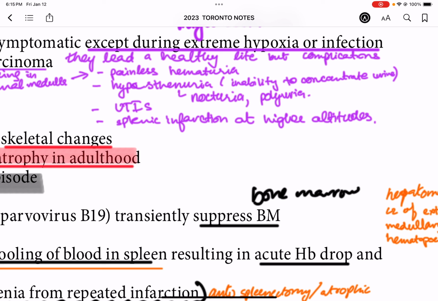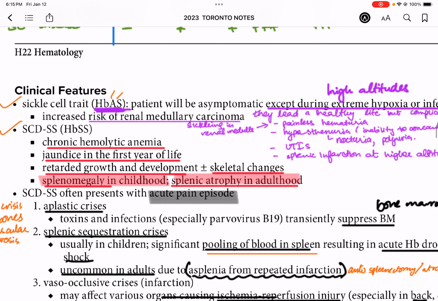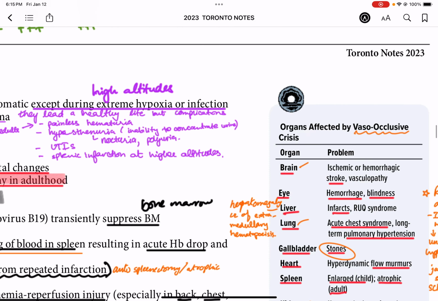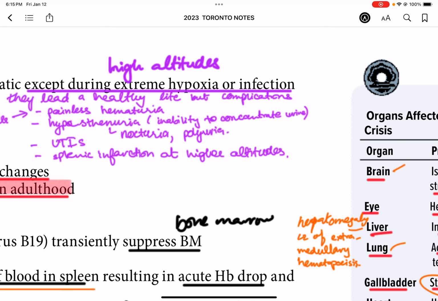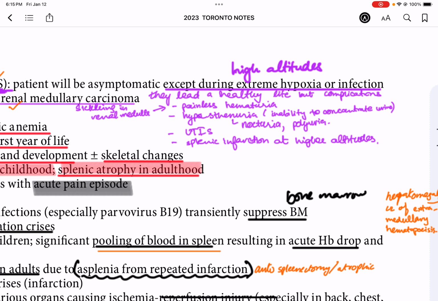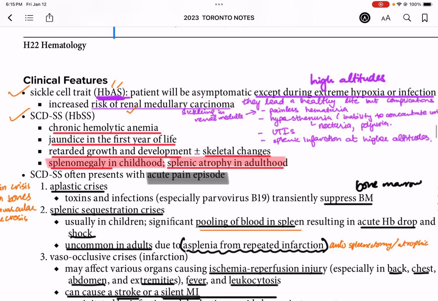They also sometimes have UTIs. In sickle cell trait, just remember that there is an association with the kidney, so there is a risk of renal medullary carcinoma also. So hematuria, nocturia, polyuria, UTIs, and if we are going to very high altitudes, there is aggravation of the precipitation. This is a precipitating factor for sickling, right? So at higher altitudes, it can lead to splenic infarction.